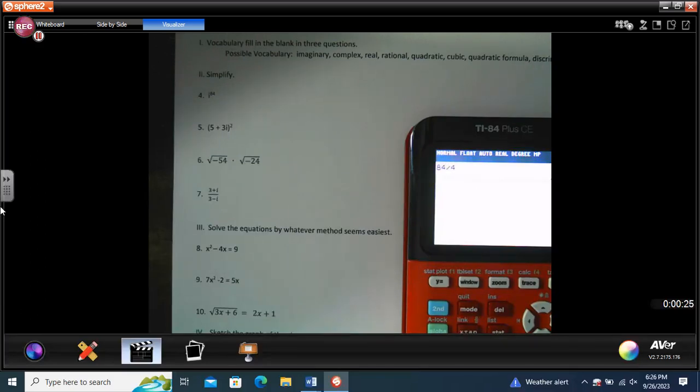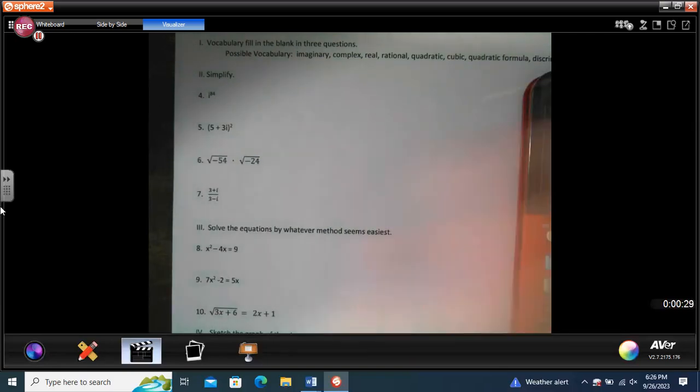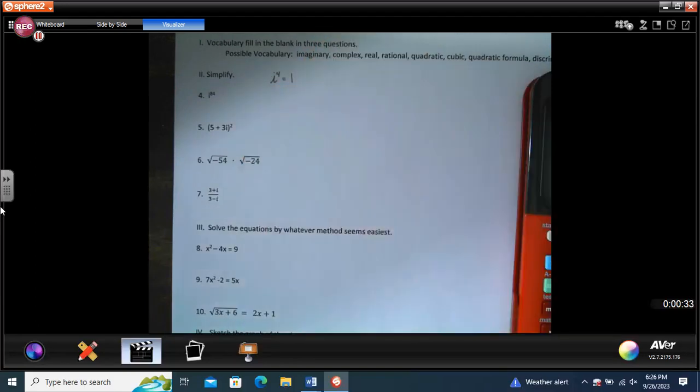a multiple of 4. So remember, what you try to do is you try to find the closest multiple of 4, because we know that i to the 4th is 1, because it's i squared times i squared, and that's -1 times -1, so that's 1. And so that's why we try to find the closest multiple of 4, and then whatever's left over, we figure out.